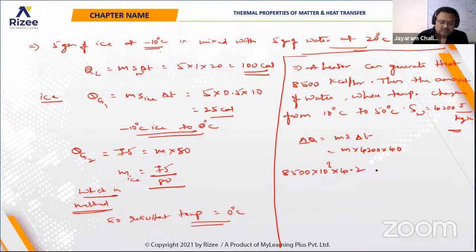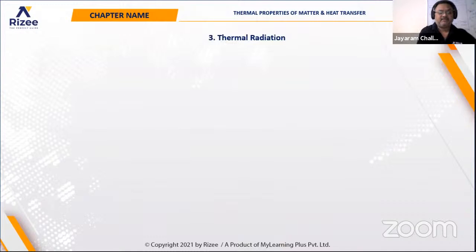So this, in kilocalories per hour, should be equal to m into 4,200 into 40. You can solve this to find out the mass, the amount of water whose temperature is raised in this particular instance. These are the important cases, so please be careful with this.